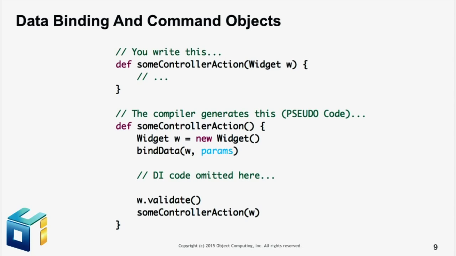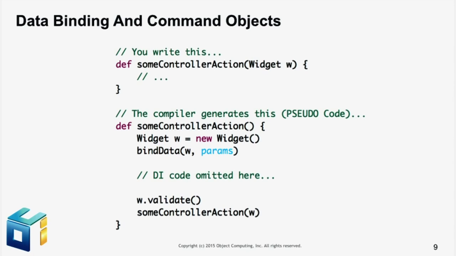Then the widget is validated, and that only happens if the widget is validatable. It could be the case that widget is not validatable, so the compiler is smart enough to figure that out and not try to validate it if it's not validatable. So it's created, data binding happens, then dependency injection happens, then it's validated, and then it's passed into the controller action that you wrote. By the time your code executes, all that stuff's already happened and the widget is already validated. So often I'll see code where the very first line inside of some controller action is w.validate, and there's no good reason to do that.